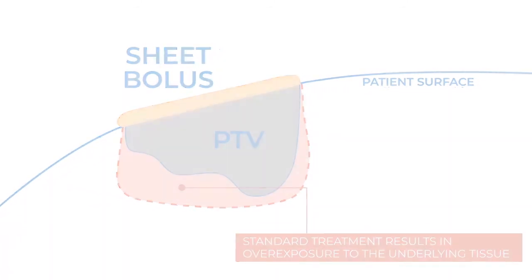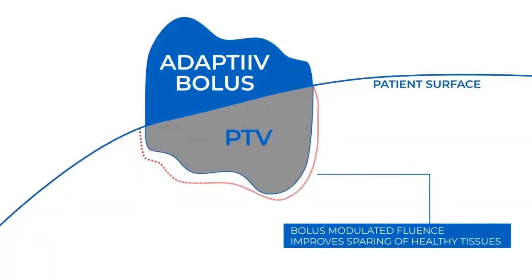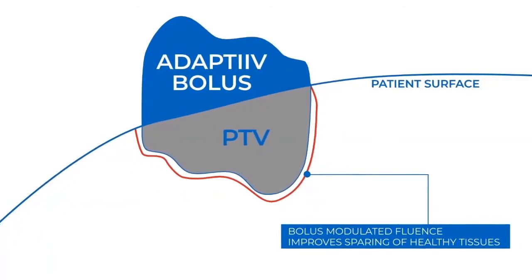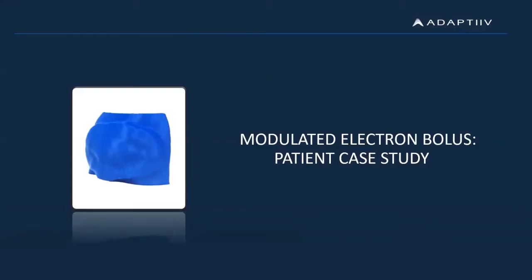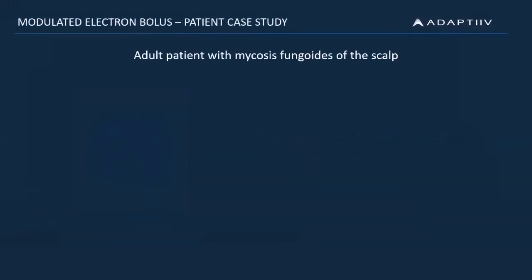So, Adaptiiv developed the MEB module, enabling users to produce an optimized bolus structure that modulates the prescribed dose to follow the exact contours of the tumor volume. An excellent example of the benefits of using modulated electron bolus can be seen in the following patient case study.